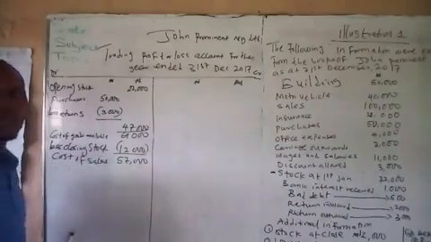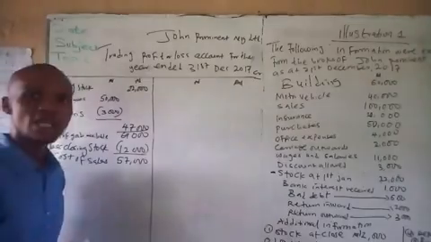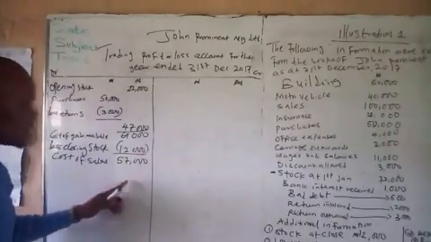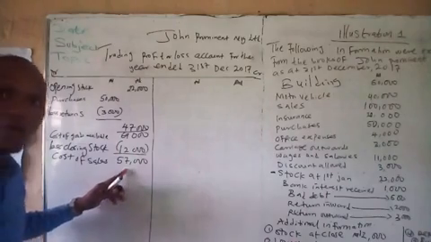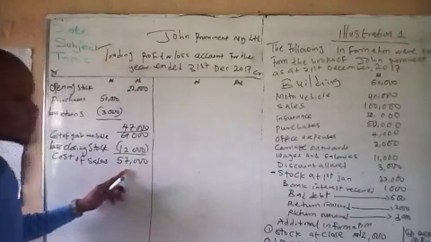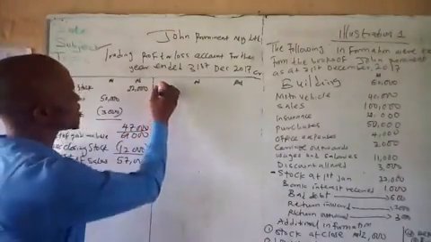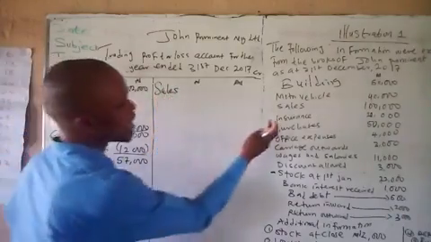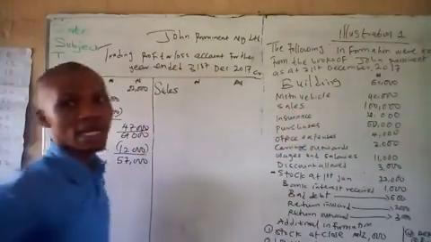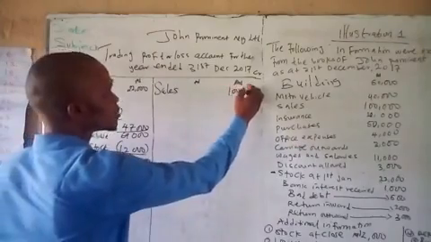This 57,000 naira is now your cost of sales. You can see it right now. 57,000 is now our cost of sales. After cost of sales, you stop. You come to the credit side. The first thing you bring down is your sales. Looking at the question, our sales here is 100,000 naira. You bring down your 100,000.